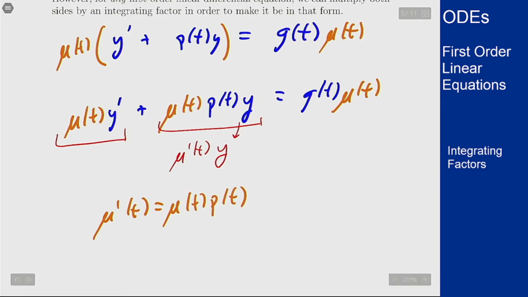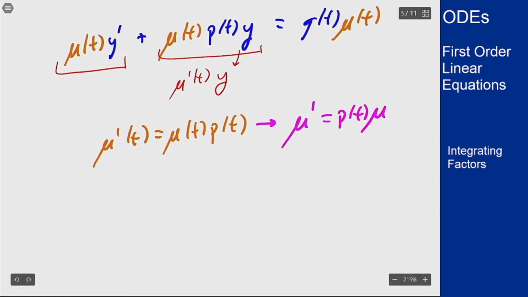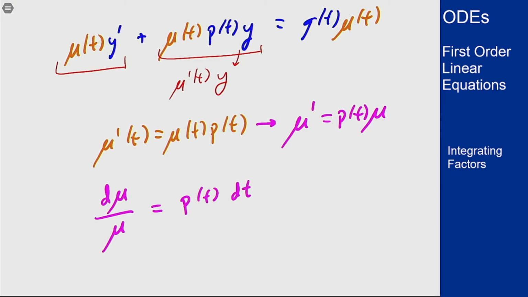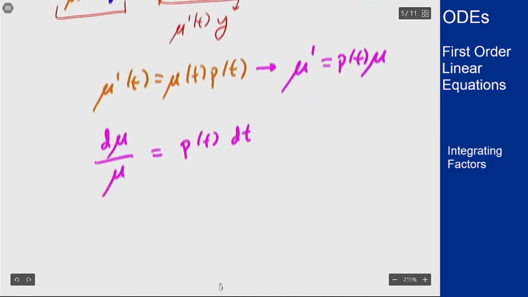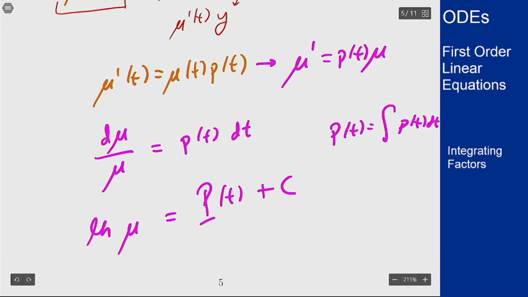Or if I drop the of t part of mu, I have mu' = p(t) mu. But that's a separable equation, and we can solve that. This becomes d mu over mu equals p(t) dt, writing mu' as d mu dt. I can then integrate both sides, giving ln(mu) = P(t) + c, where capital P(t) is the antiderivative of little p(t), and then I can solve for mu.